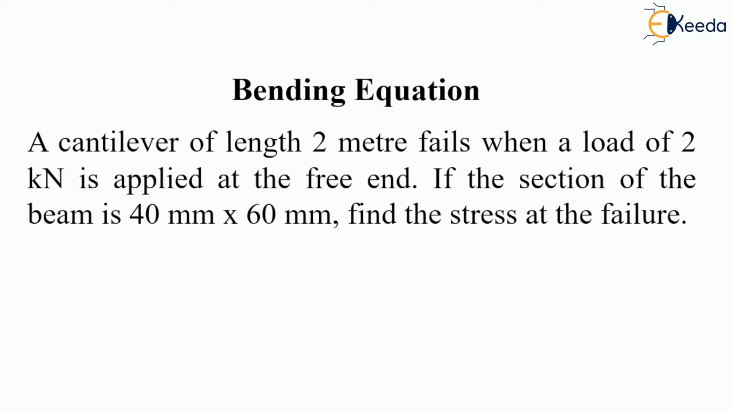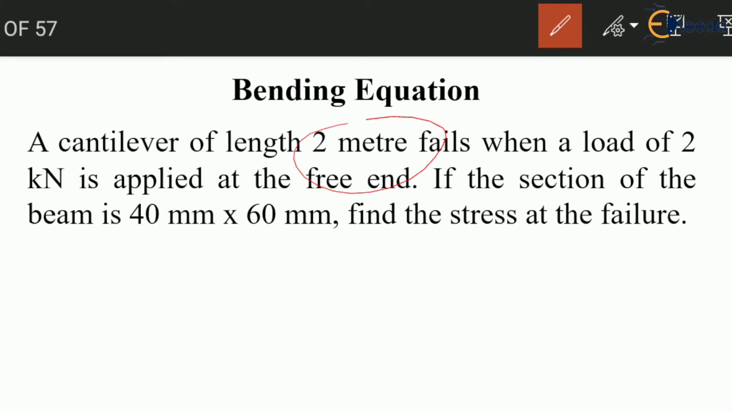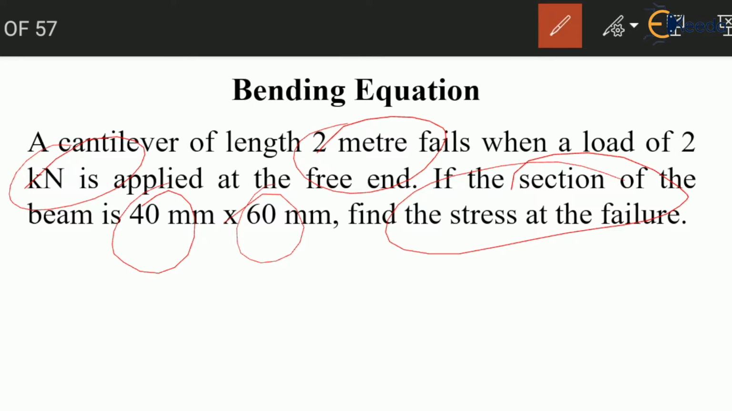So it is again the question of bending stresses where there is a cantilever. The length of the cantilever is 2 meters and the load applied is 2 kilonewton. It is the maximum load which can be applied at the free end. The cross section area is 40 by 60 millimeter square and we have to find the stresses when the failure takes place. So let us solve this problem.